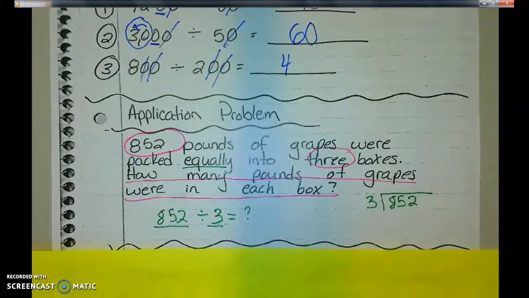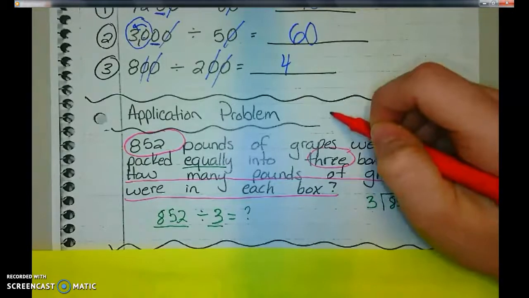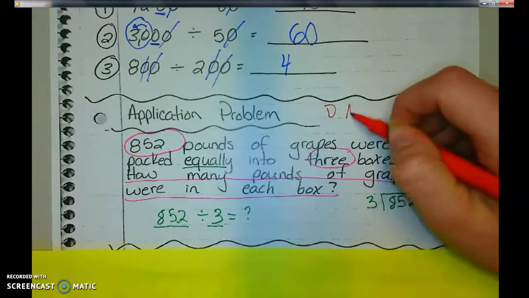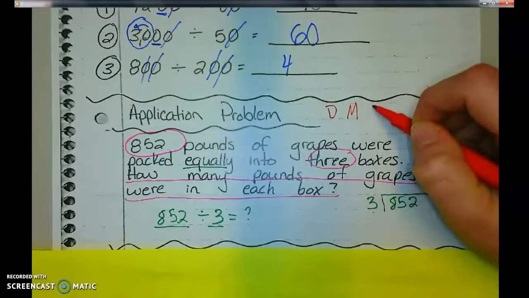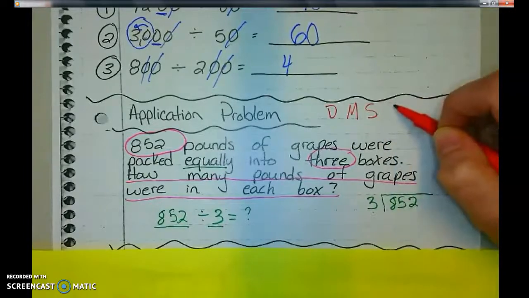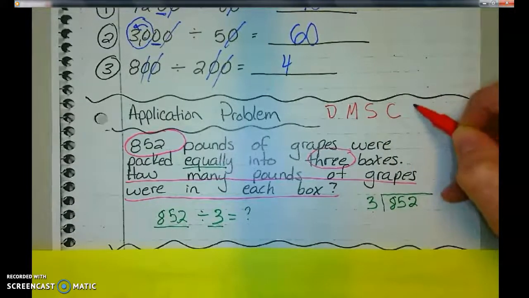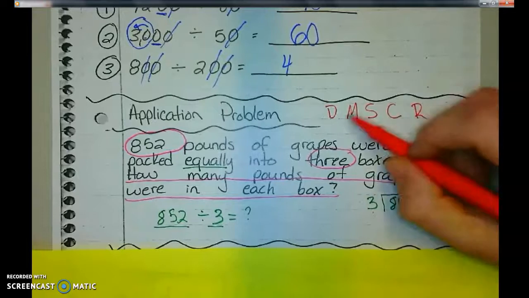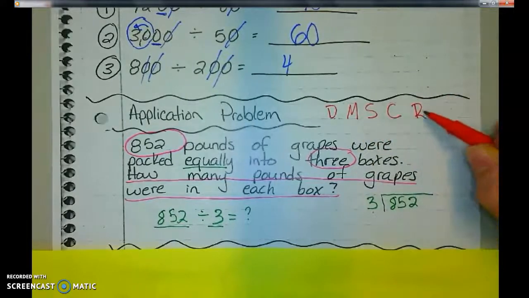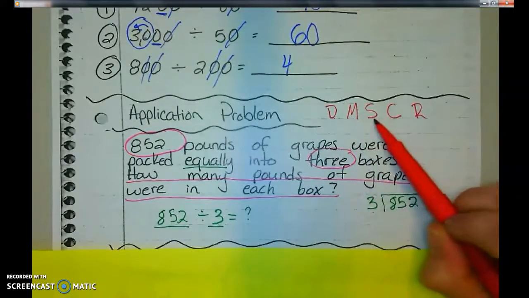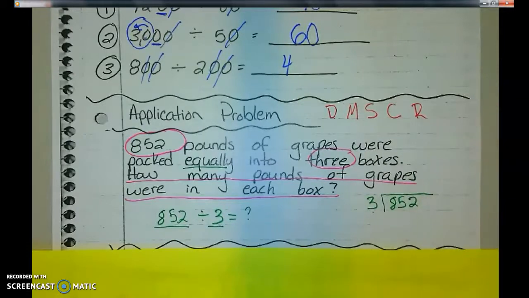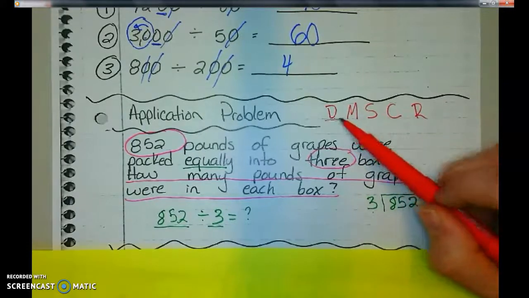Now, there is a saying or an acronym when we're doing long division: Does McDonald's serve cheeseburgers raw? Divide, multiply, subtract, carry, remainder. Okay, so we're going to start with the divide.